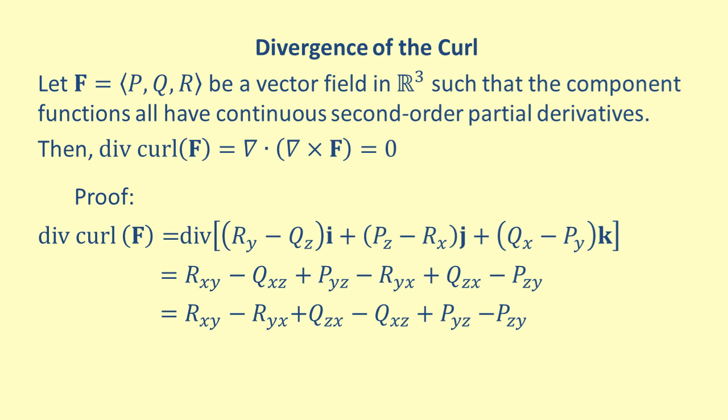Clairaut's theorem states that the second derivative of a function is the same regardless of the order the derivatives are applied. In this case, it would show that R sub xy and R sub yx are equal. The same is true for Q sub zx and Q sub xz, as well as for P sub yz and P sub zy. Therefore, all of the terms cancel out and we are left with 0.